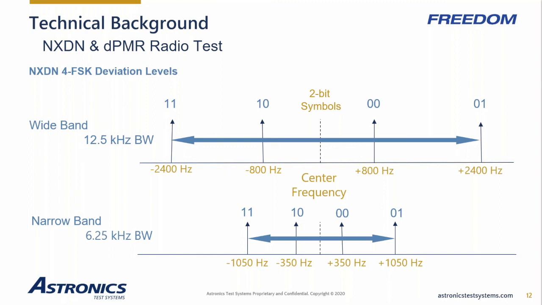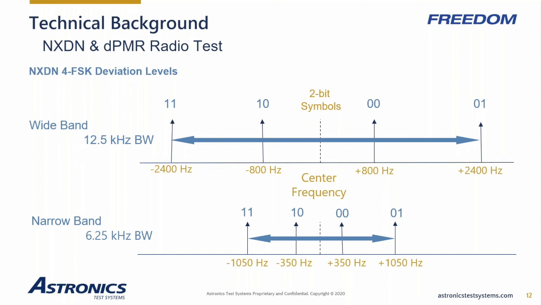Keep in mind that dPMR uses only narrowband channels, so it would only work with the lower band, the 6.25 kilohertz wide. Since the signal has 4 possible values, it can send 2 bits at a time. It's going to send 00, 01, 10, or 11, and after it sends those 2 bits, it's going to shift the frequency to send the next 2 bits. So it's going to shift between those 4 different points that we mentioned before.